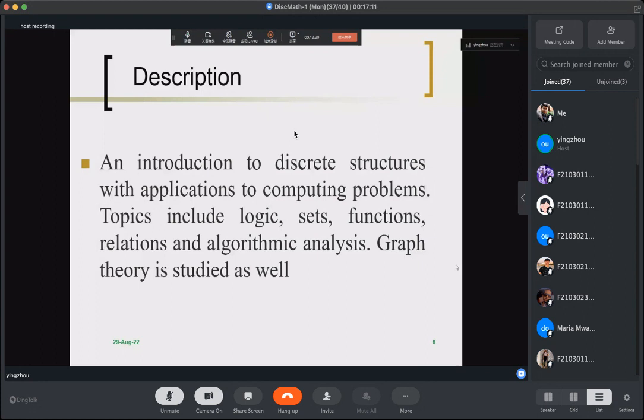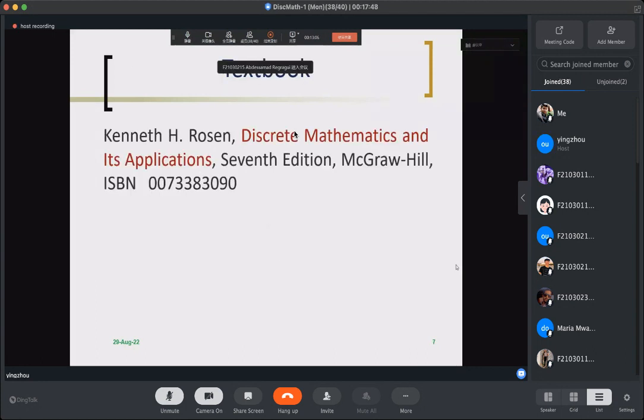In the future, maybe next semester, you will learn many other courses, such as databases, and data structures, which are also connected to discrete structures. Discrete structures include logic, sets, functions, relations, and algorithm analysis. We will also introduce some graph theory. It is also connected to your computer field in the future. Here is the textbook, and maybe the PPT version, the electronic file, is okay, but you can also find some online textbooks.